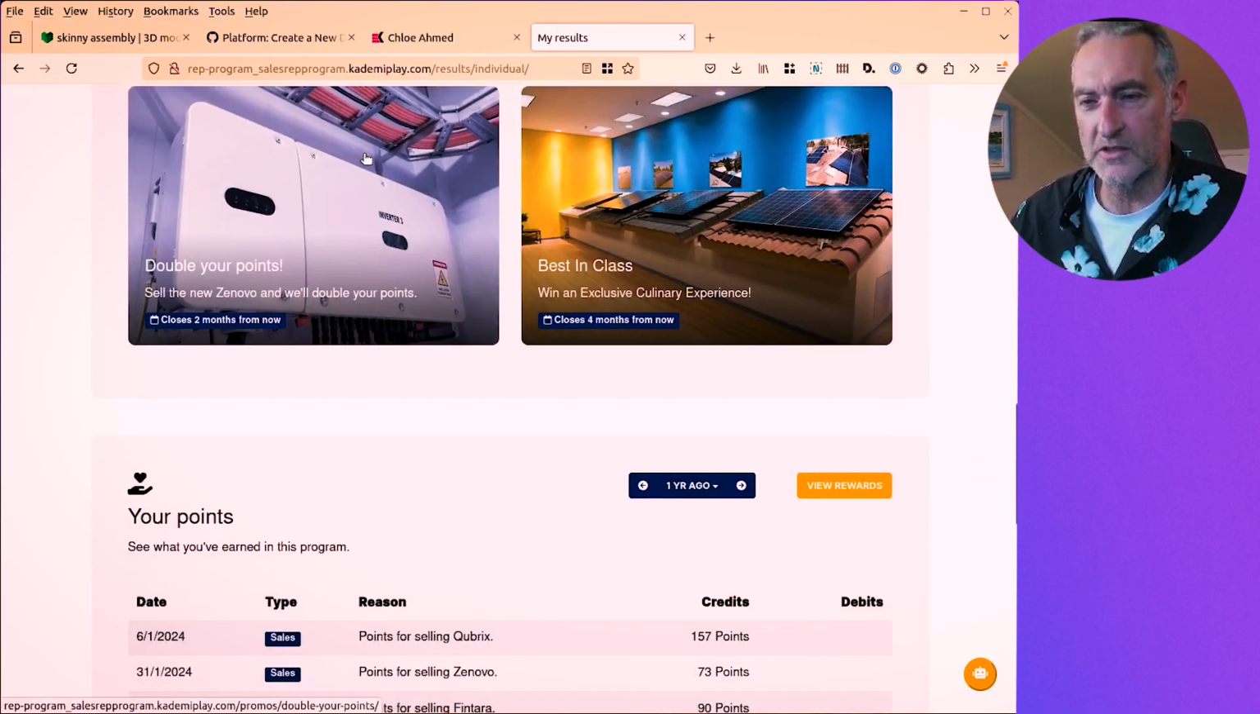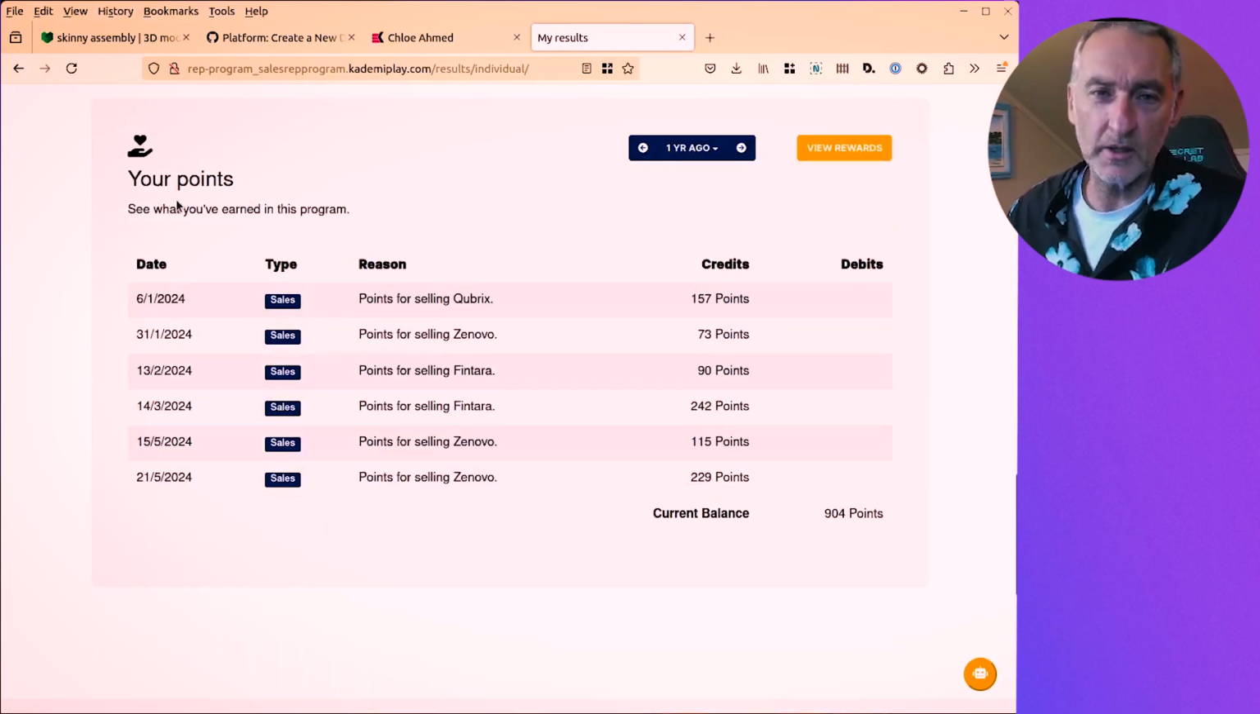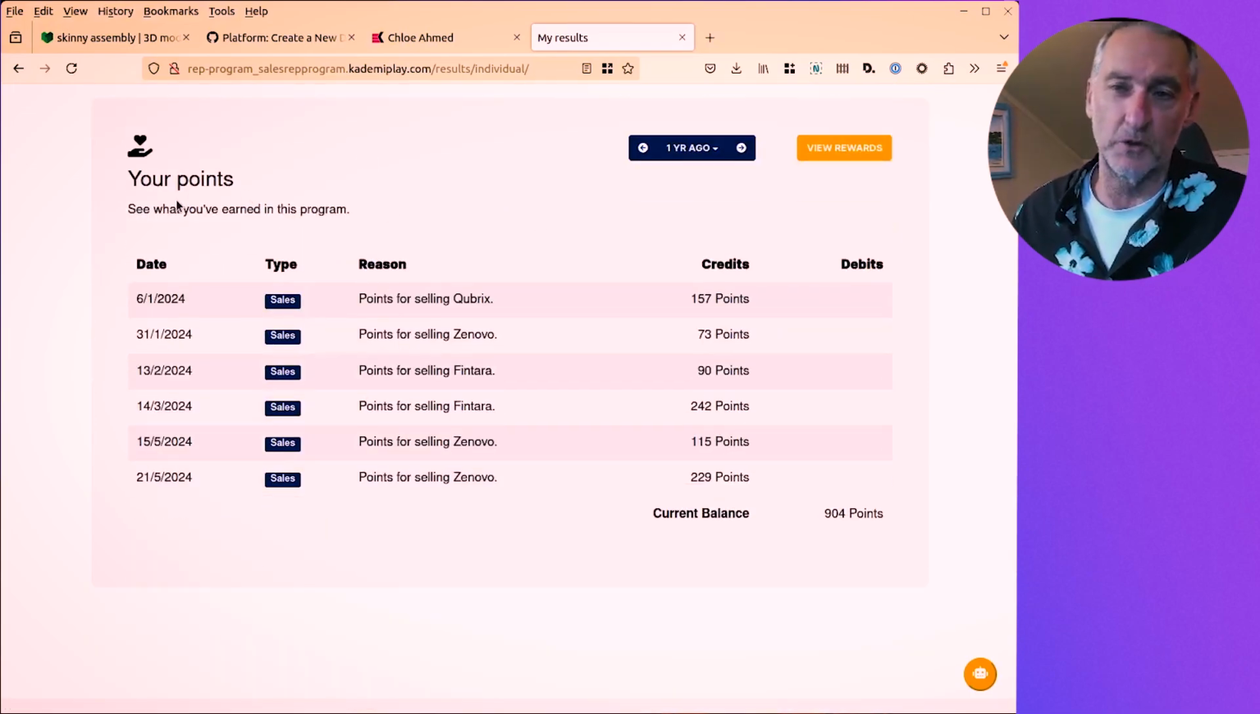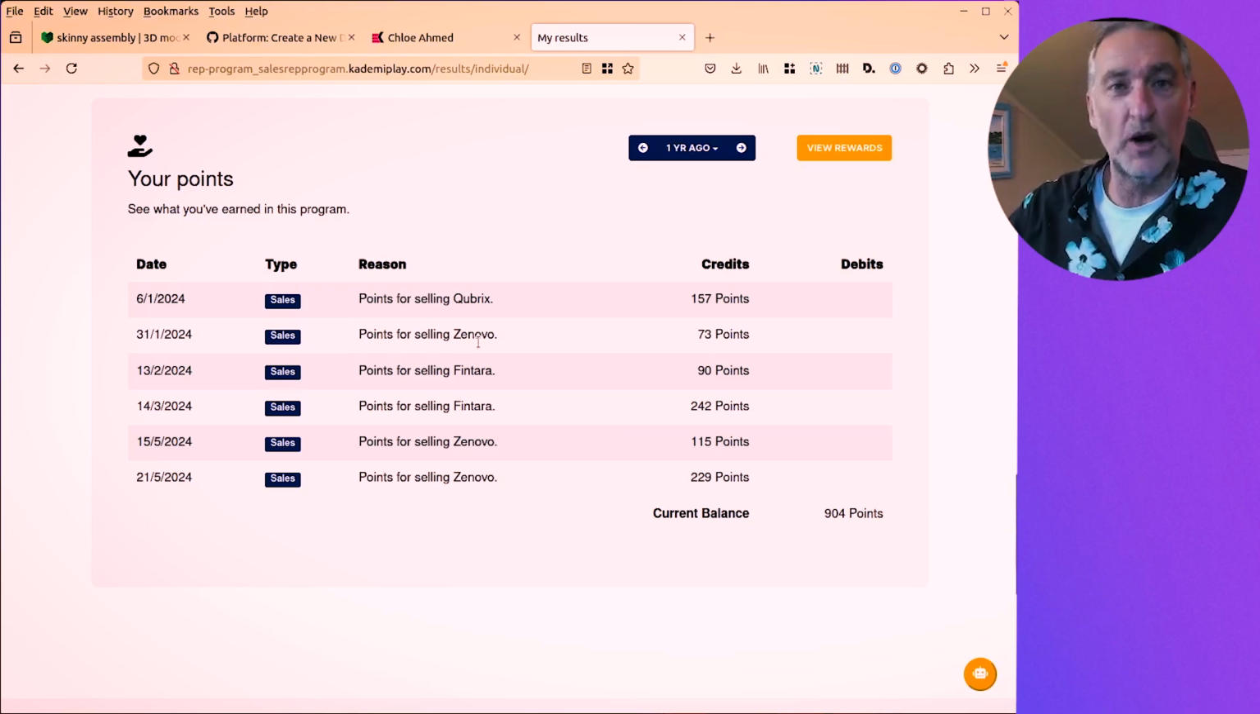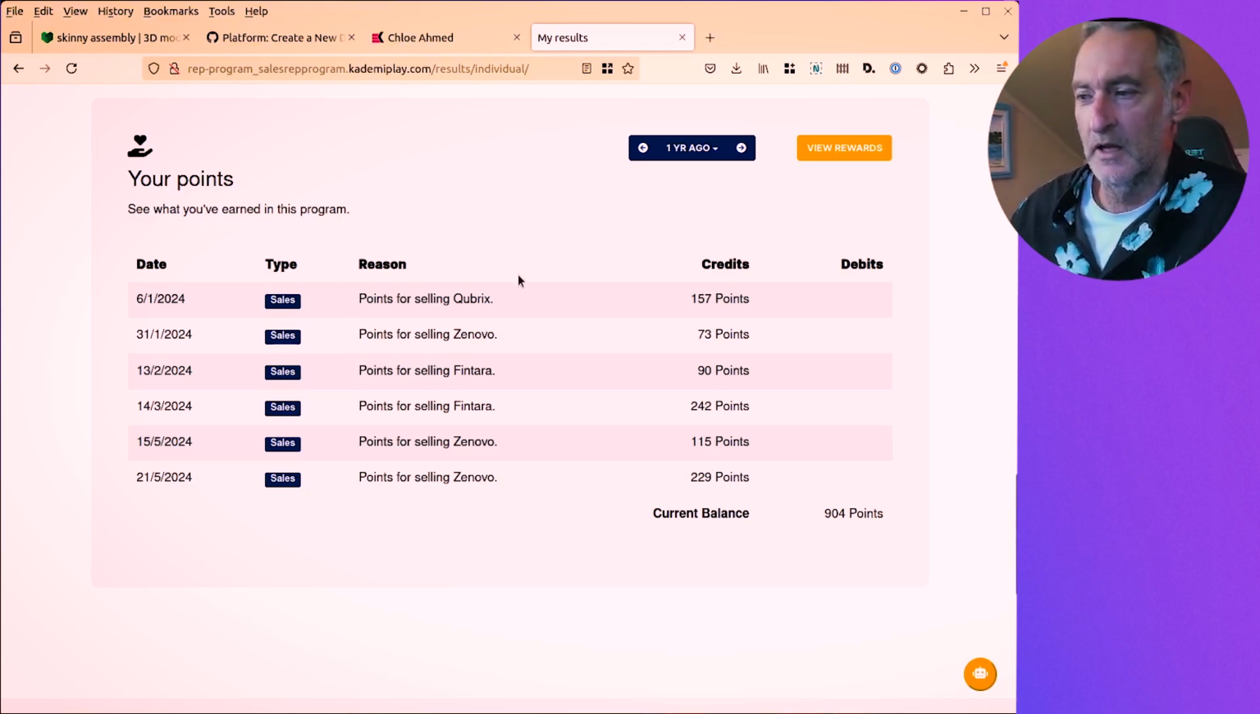The rest of those promotions here, and then we're showing what she's getting points for, right? So this can be for each sale. So, for example, if you're selling large appliances or cars, each sale will show up as a number of points.